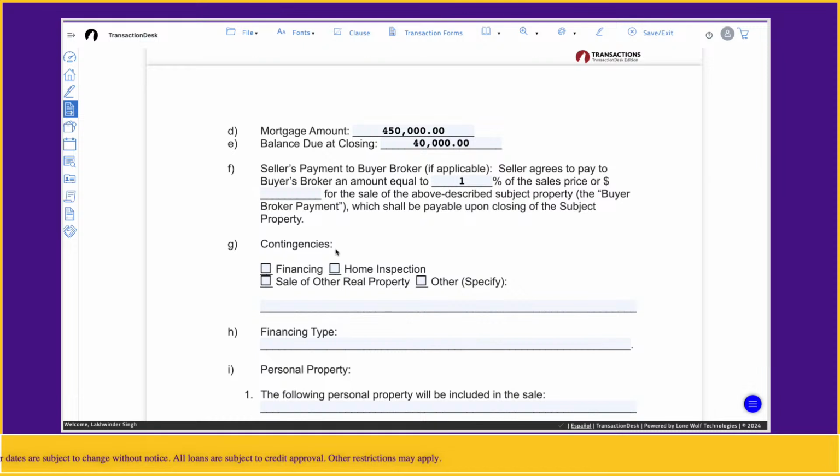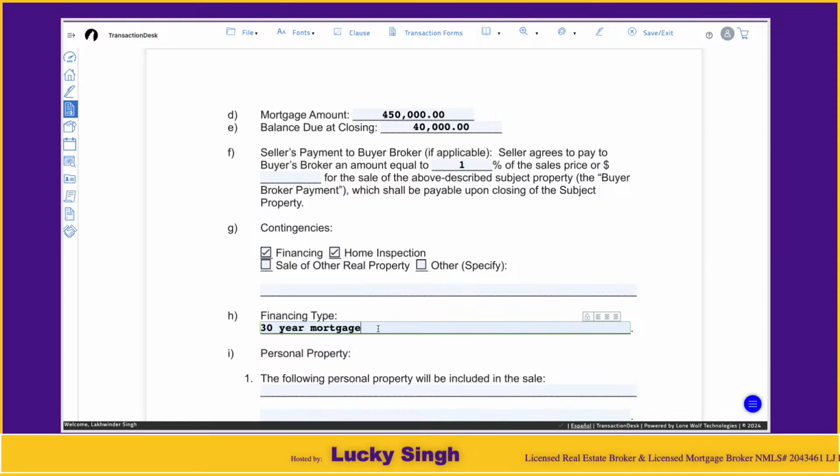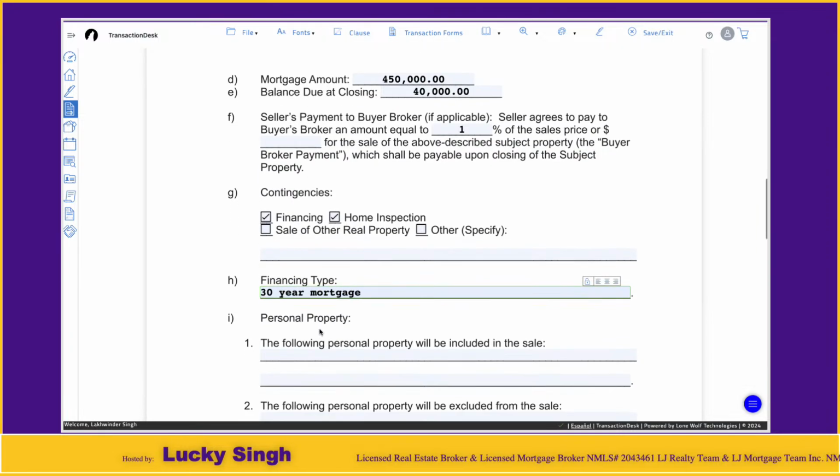Next is your contingencies. If you're representing a first-time home buyer, you always want to make sure that these two things are checked off. You do not want to waive your home inspection, you actually want to do a home inspection, and you want to have financing contingencies. What does that mean? That means your client already had a pre-approval, but we always want to get a commitment letter from the same lender to make sure that this person can actually get the loan. Under financing, you can put 30-year mortgage, you can put all cash, you can put anything that has to do with financing in there.